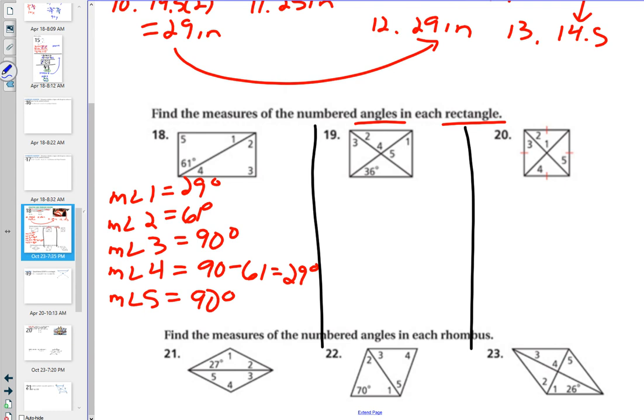Let's do this next one. Measure of angle 1, measure of angle 2, measure of angle 3, measure of angle 4, measure of angle 5. Remember, even though that looks like a square, all we know for sure is that that's a rectangle. Okay.